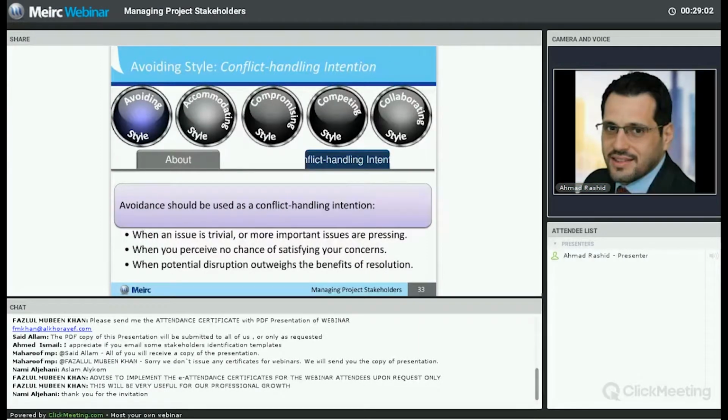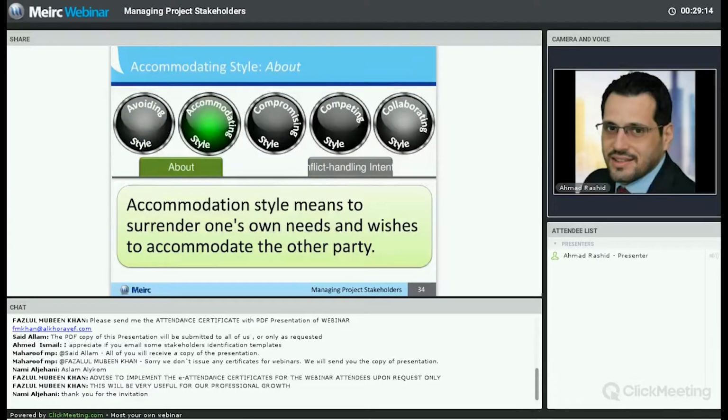So the disadvantages of the avoiding style are that it might let you miss some opportunities to clarify issues. You might also be labeled as a coward or as someone not able to resolve your conflicts.